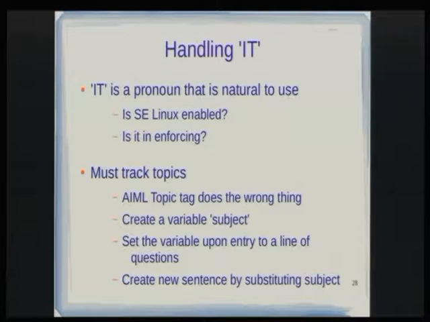Like I said a little while ago, the topic tag seems to do absolutely the wrong thing. It just seems to narrow down all the questions that might be part of the answer, so that it's really hard to find an exact match, and it's also hard to change topics. So what I decided to do is create a variable called subject, and this would be set whenever you do something, like you say, is SCAP, or is the system configuration okay? There's going to be a couple layers of recursion all the way down until it actually runs a scan. And at that point, it's also going to set this variable so that the topic is now system configuration.